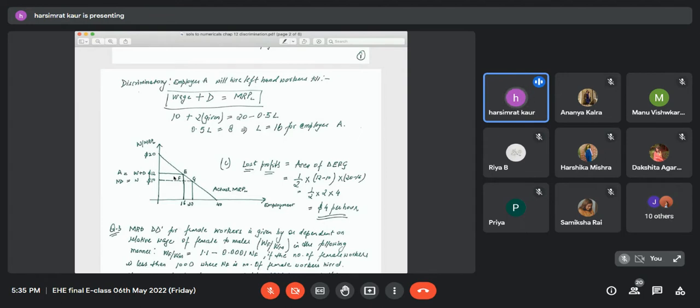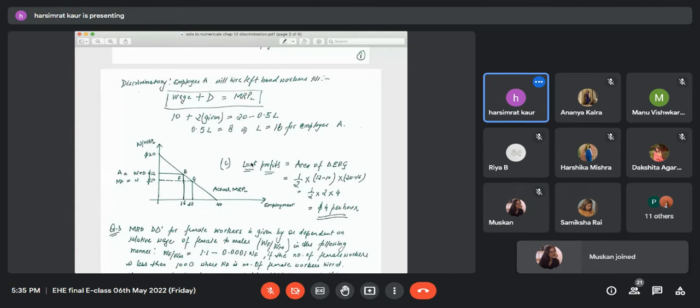So this difference is all we have to calculate. We don't need any wage rate or MRPL for what would be the pre or post. We don't require it. Whatever is given, that's it. Only two situations, discrimination and non-discrimination. That's it. Is it clear to everyone? Yes, ma'am.